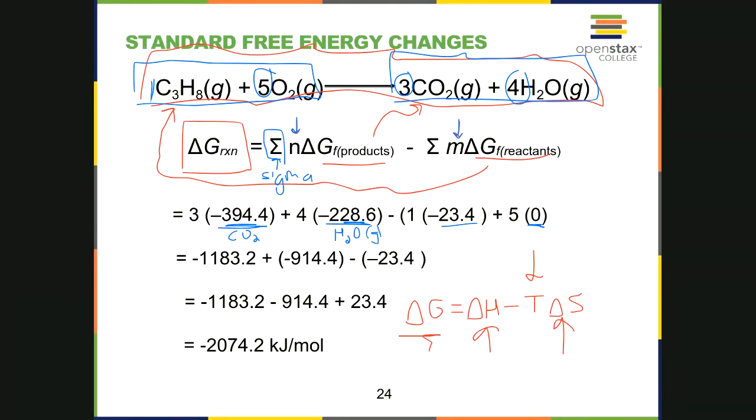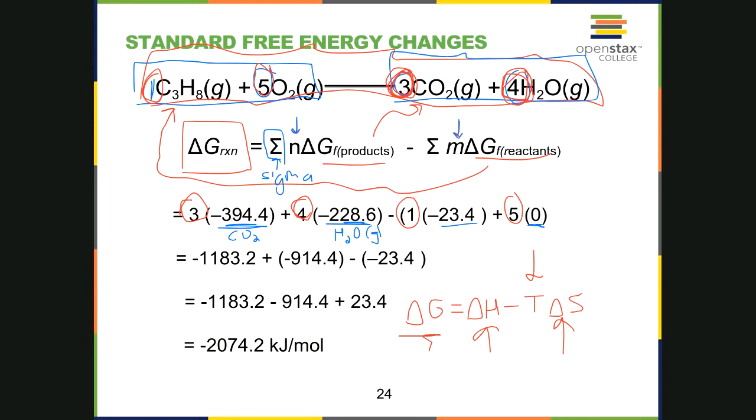Now we have the coefficients to deal with. For the carbon dioxide, the coefficient is 3, so that's why we got a 3 here. The coefficient of the water is 4, that's why we got a 4 right there. The coefficient for the propane is understood to be 1, so that's why we got a 1 over here. And the coefficient for the oxygen is 5, and that's why we have a 5 over here. And then we just simplify that to get our answer.